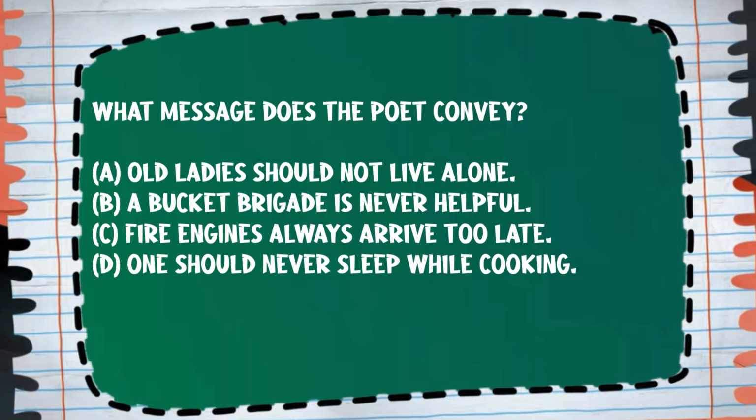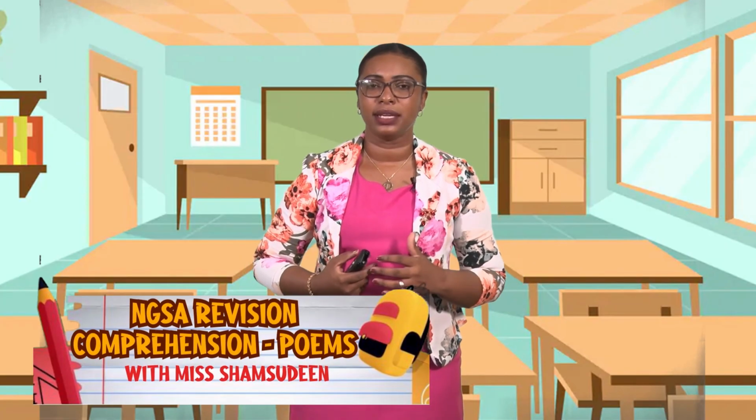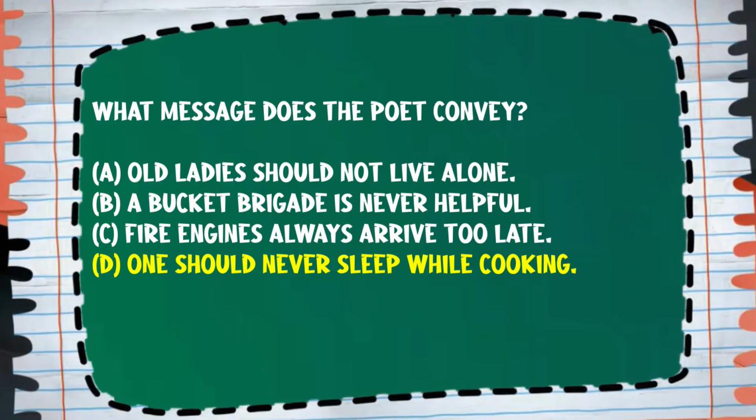Now, our last question for this poem. What message does the poet convey? What message is it that you're getting when you read this poem? Remember, I said, as much as the poem has a rhythm and a flow and it's nice to read, it also has a lesson behind it. So what lesson, what message are we getting from this poem? The whole scenario described here was not a nice one. So the message here we're learning is one should never sleep while cooking. Look at the end result. The entire house was burnt.